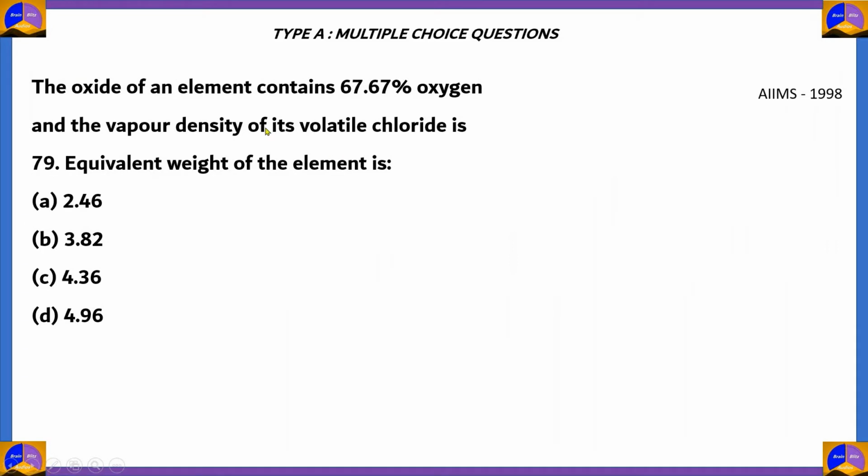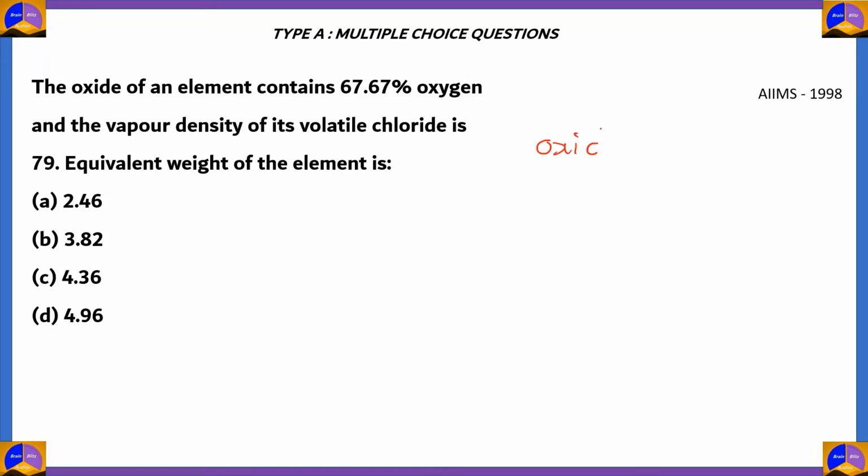Next question. The oxide of an element contains 67.67% of oxygen, and the vapor density of its volatile chloride is 79. The equivalent weight of the element is 2.46, 3.82, 4.36, 4.96.